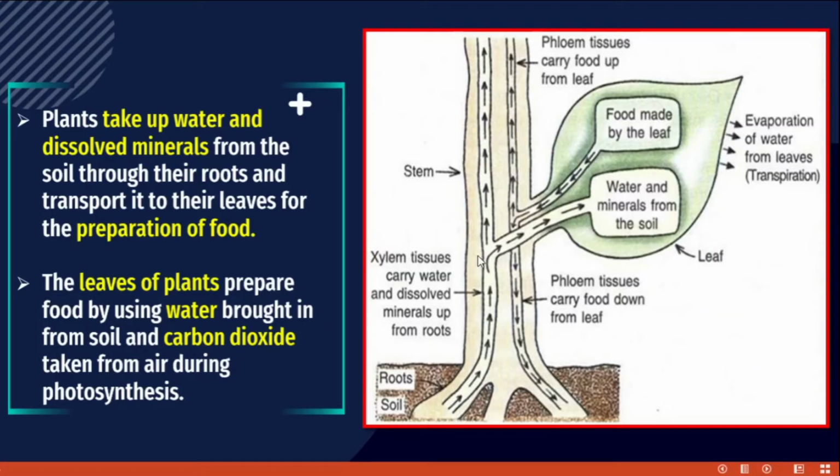See how plants transport food and water and minerals. With the help of two important tissues, one is xylem, another one is phloem. Look at the picture. This picture says about how xylem and phloem conduct water, minerals and food.